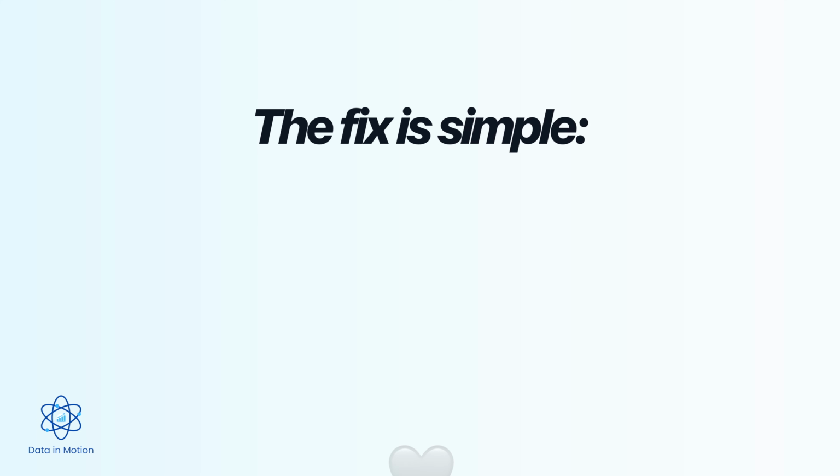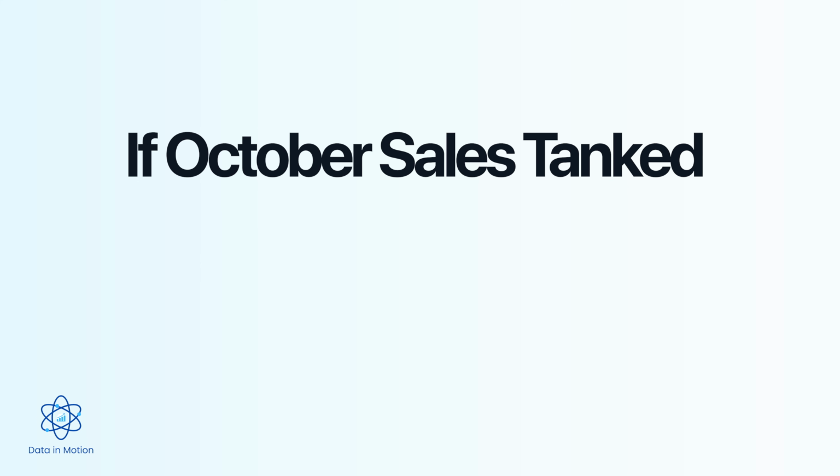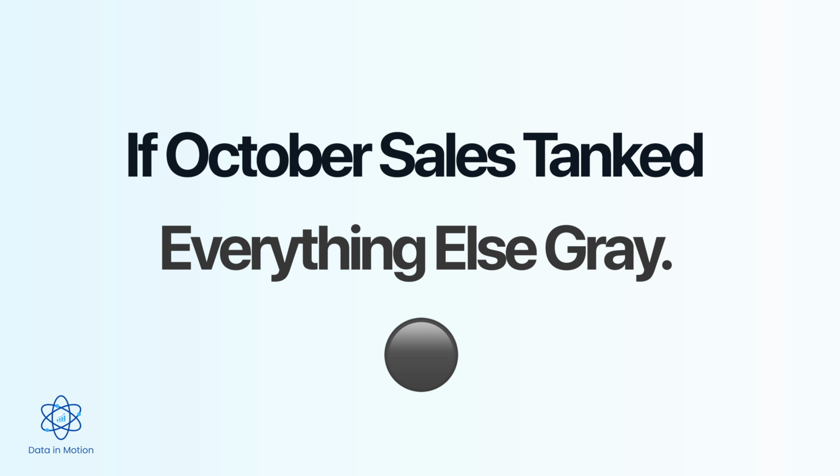So the fix, go gray. Make your base data gray and use one bold color to highlight what actually matters. If October sales tanked, make October red, then everything else gray. Now the viewer's eyes go exactly where they need to go. You're reducing cognitive load and directing attention simultaneously.